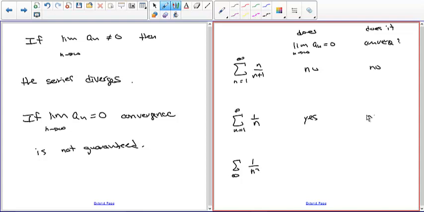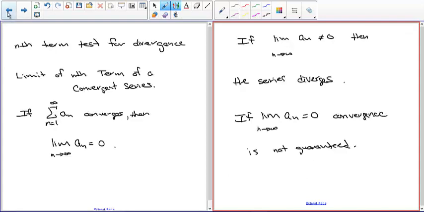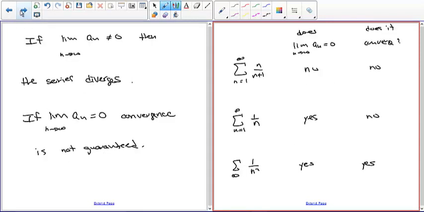Does it converge? No. Does the limit of 1 over n squared approach 0 when n goes to infinity? Yes. Does the series converge? Yes. So looking at the various descriptions, if the summation converges, then the limit of a sub n as n goes to infinity equals 0. So let's see that. If the series converges, yes. The limit approaches 0, yes.